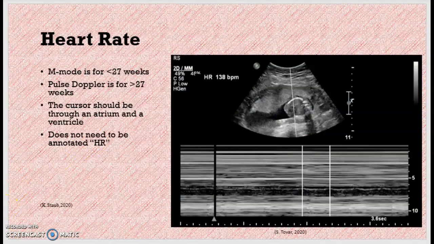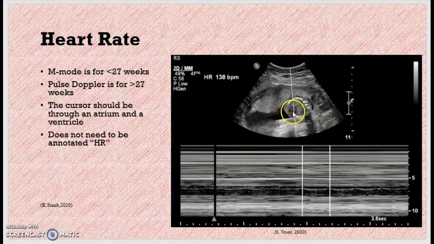Once you get to heart rate, you don't have to annotate heart rate because once you start measuring, it's going to pop up there for you. So M-mode is used for less than 27 weeks. Pulse Doppler is used for anything over 27 weeks. The cursor should be through an atrium and a ventricle. And then again, you don't have to annotate because it's going to annotate for you.